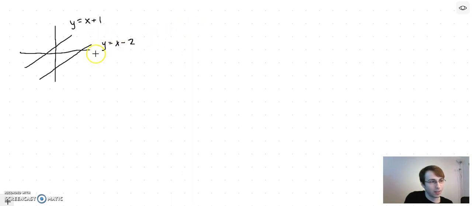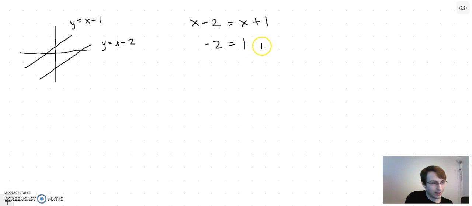So substitution, since we've got y here, let's just say that x minus 2, plug in this expression for that y there, x minus 2 equals x plus 1. And let's try to solve for x. So let's subtract x from both sides, and then we get negative 2 equals 1. And uh-oh, that doesn't make sense. Negative 2 doesn't equal 1.